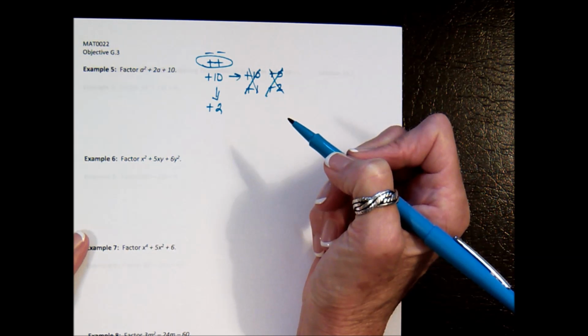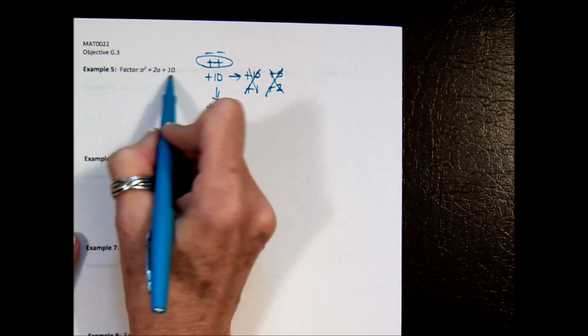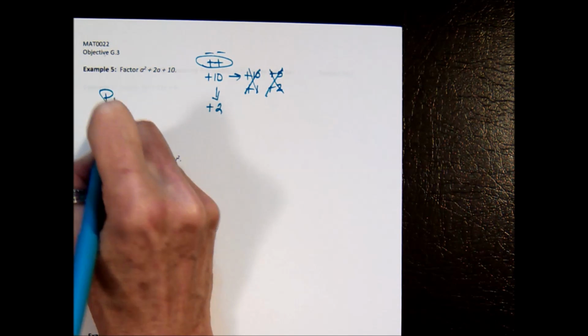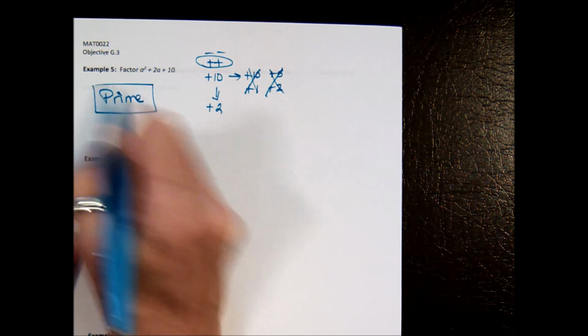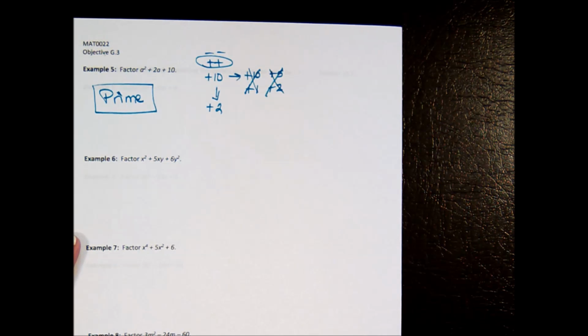So what does that mean? It means that this is not factorable. It is what we call prime. There are no two numbers that fit those parameters, so it can't be factored. Now that's not going to happen very often, so don't count on that. In fact, it will not happen on your test.